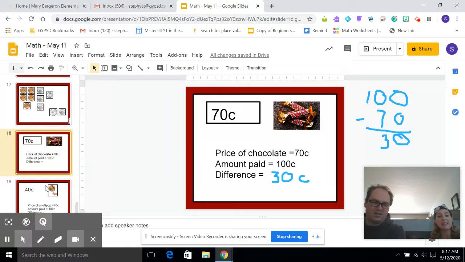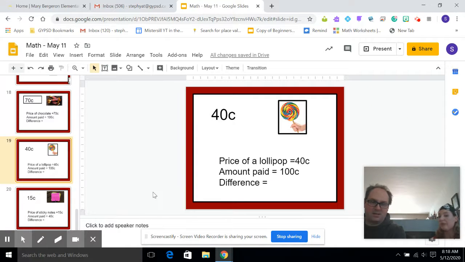Okay, so let's do the next one. You have a lollipop. It's worth 40 cents. And you're going to pay 100 cents, which is $1. What's your change? What's the difference? Same thing. You take the largest amount, which is 100, and then you subtract 40. Now you could do it in your head, you could write it out the way we did, or you could do the counting method that you use. But the answer, you want the answer? Sure. It's 60 cents, because 60 plus 40 is 100. 100 minus 40 is 60. Yes. Good job, Mr. Hyatt.